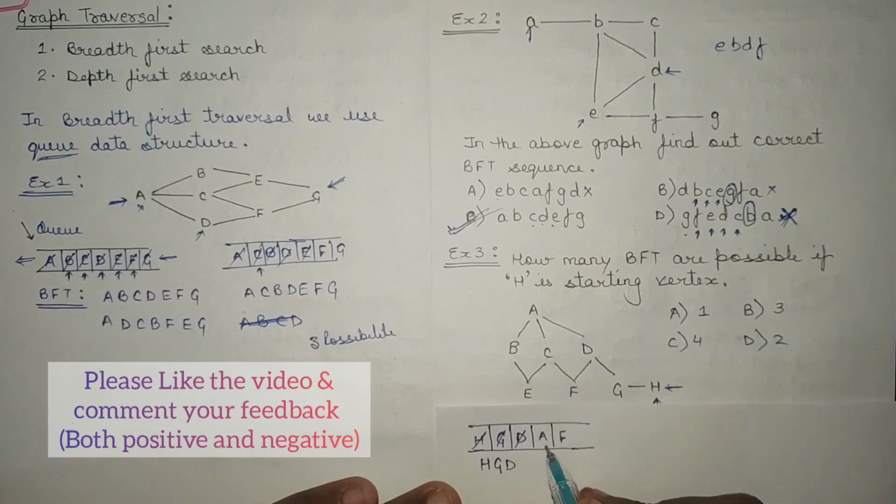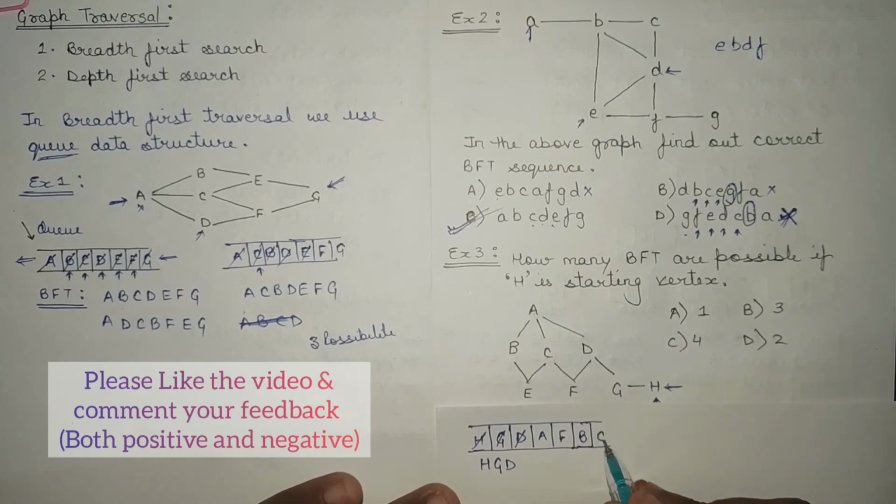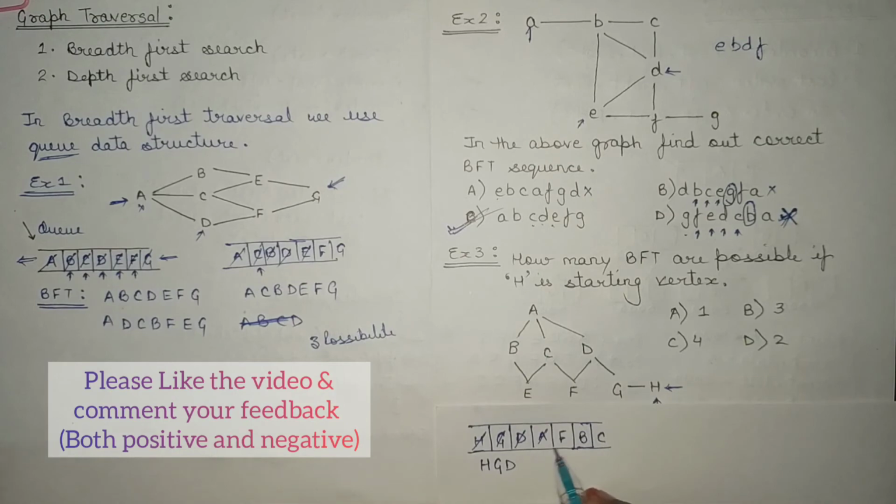After A, what are the adjacent of A? B and C. So writing B and C. If there are two adjacent, B and C, you can write C and B as well. It depends on you. So B and C. So A is deleted. Now the adjacent of F is C, which is already present here. So we'll delete it and print that as well.